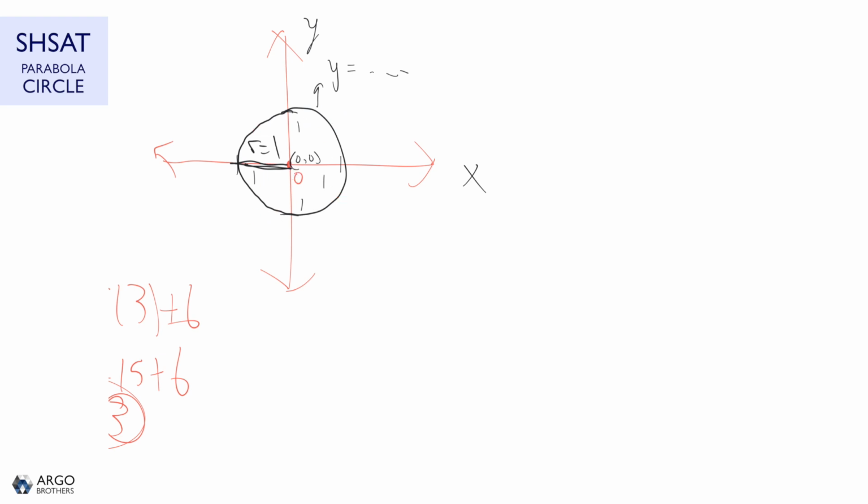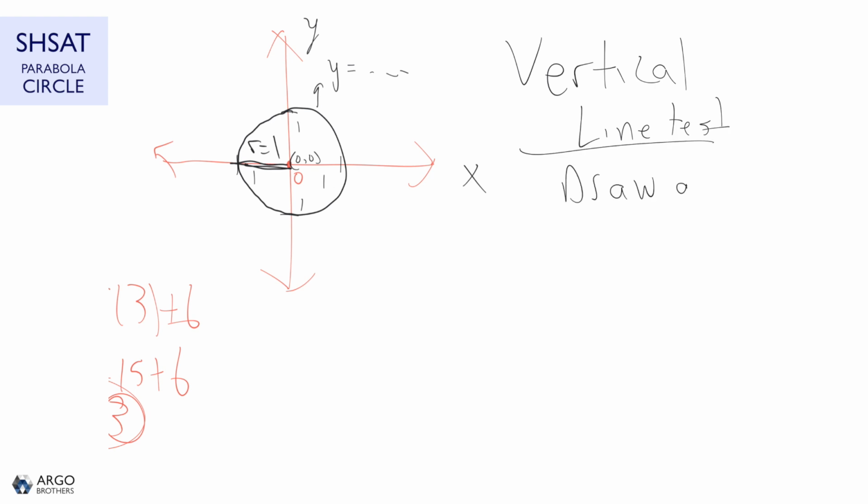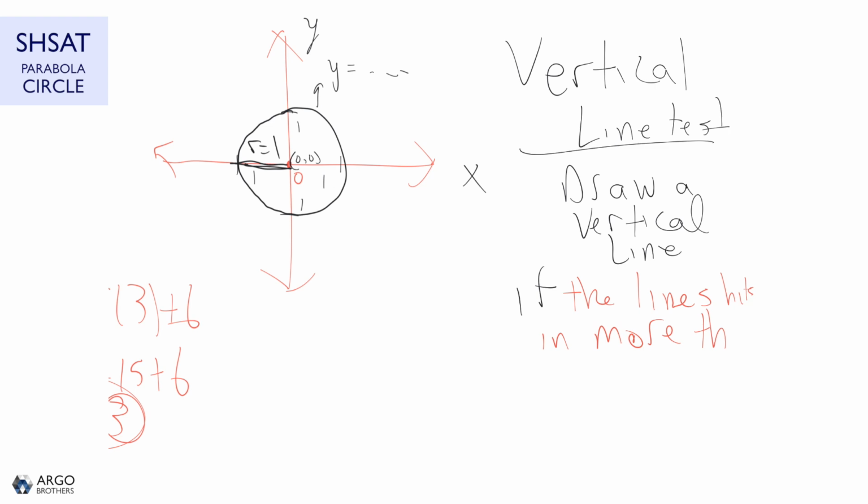And a way you can test if something is not a function is by giving it the vertical line test. All the vertical line test does is test if a shape or graph is a function, and all you need to do is draw a vertical line through many points on the graph, and if the line hits in more than one point, it is not a function. So let's do the vertical line test.